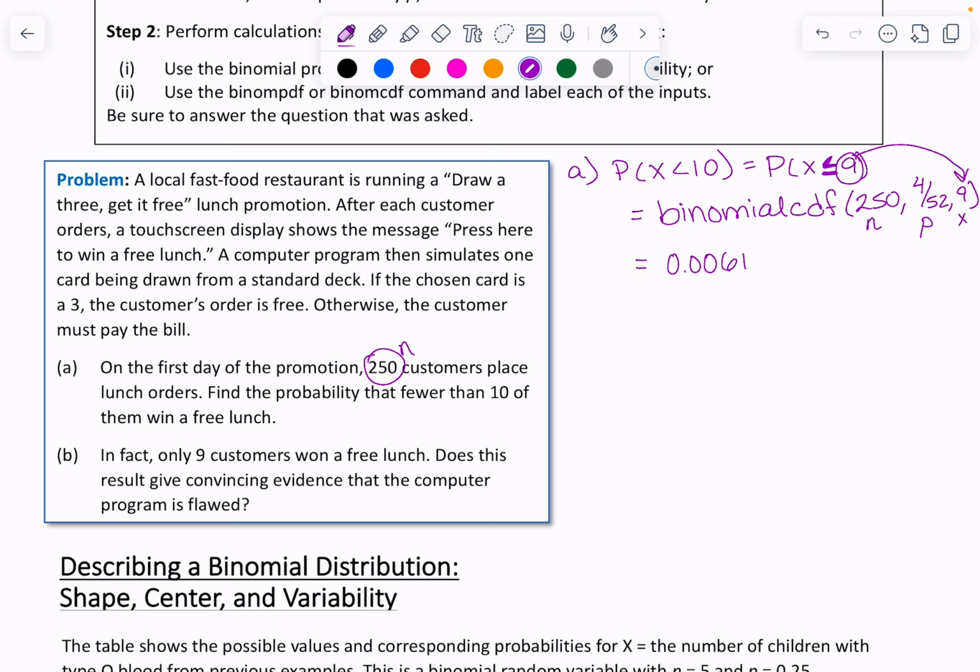Okay, now if they said only 9 customers actually won a free lunch, does this result give convincing evidence that the computer program is flawed? Absolutely. This is only supposed to happen not even 1% of the time. So if that's what happened in real life, no, the computer's messed up. So since this only happens 0.6% of the time, there is evidence the computer program is flawed.